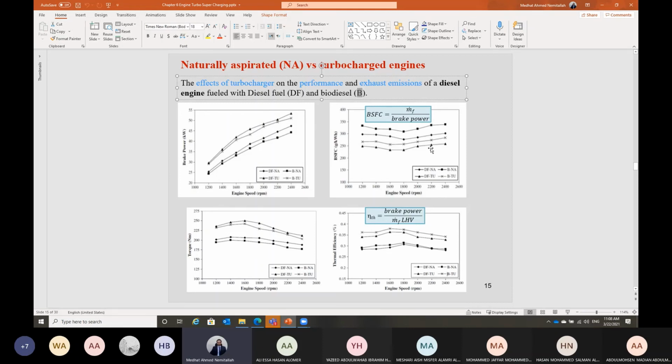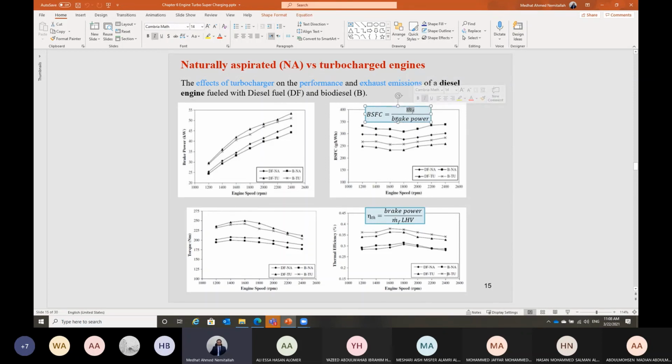If you look at the brake specific fuel consumption, I'll be talking about all of these definitions, inshallah, next chapter. But look here at the brake specific fuel consumption, which is the amount of fuel consumed per unit power output, per unit brake power on the crankshaft. Let's consider also the diesel fuel. The lower line here is representing the case of diesel fuel naturally aspirated. The diesel fuel turbocharged. And the third line is representing the basic diesel fuel naturally aspirated. So this line, the second line from the top, is the diesel fuel for naturally aspirated.